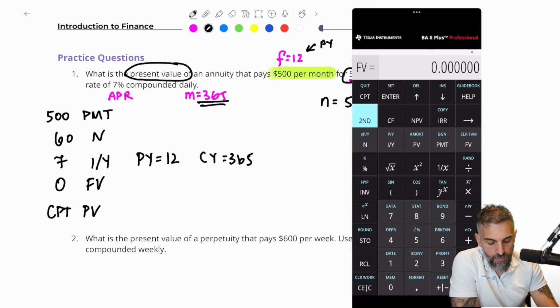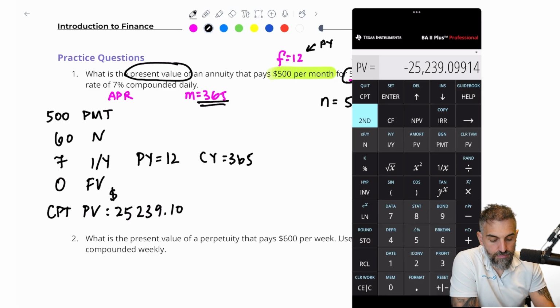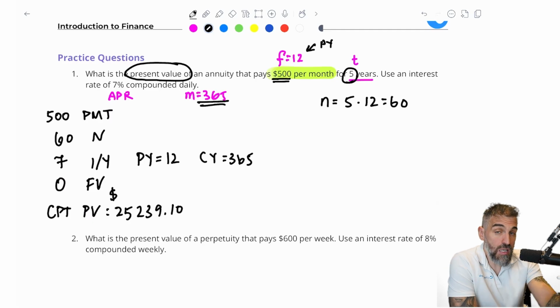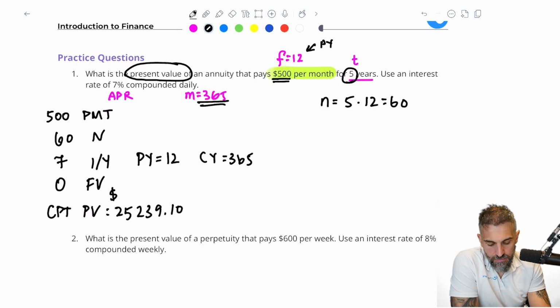0 FV, compute PV. 25,239.10. That's the present value. That's the present value of every single one of those payments. Those $500 payments 60 times. If you were to take each one's present value and add it up, you get 25,239.